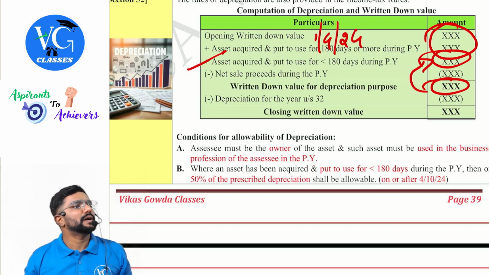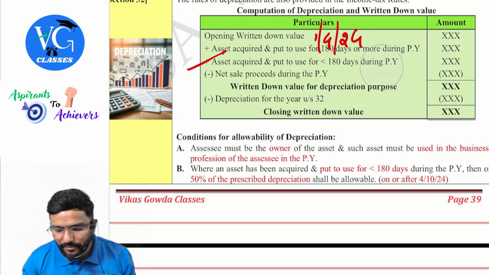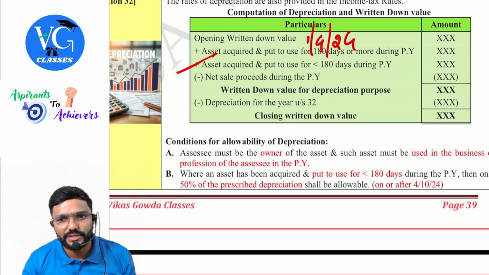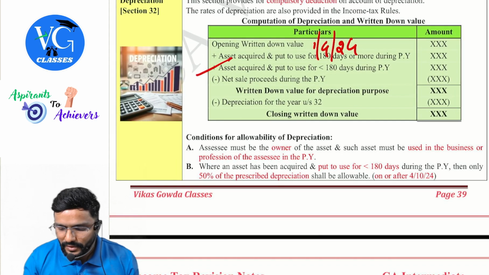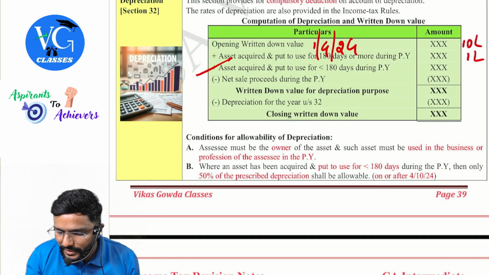Remaining will become 100% depreciation. Is that clear? For example, I will put it in numbers. Listen. Because we follow FIFO basis here if nothing is mentioned in the question. Assume opening written down value was 10 lakh. I have purchased an asset of 1 lakh here. Year 2 lakh. Sale value is 3 lakh.